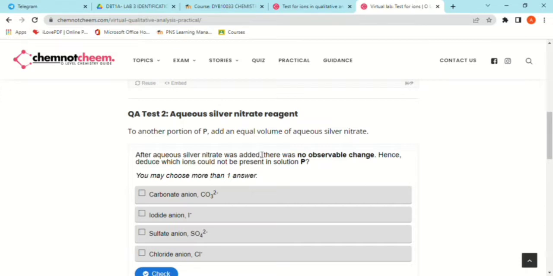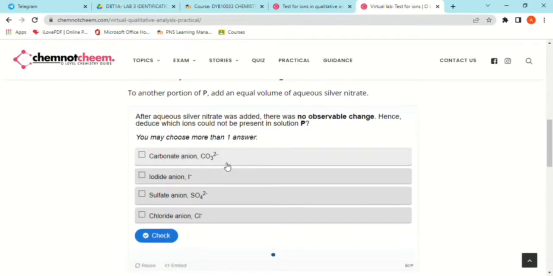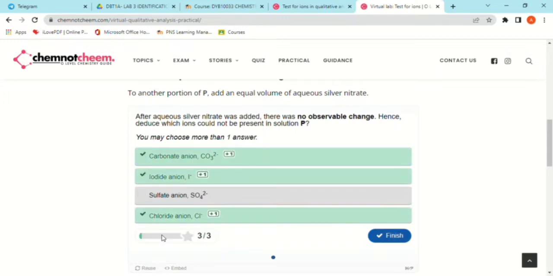After aqueous silver nitrate reagent was added, there was no observable change. Hence, deduce which ions could not be present in solution P. Carbonate, iodide, and chloride. Check. Correct.